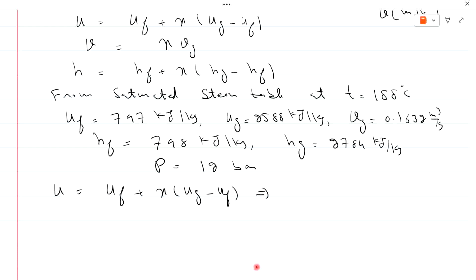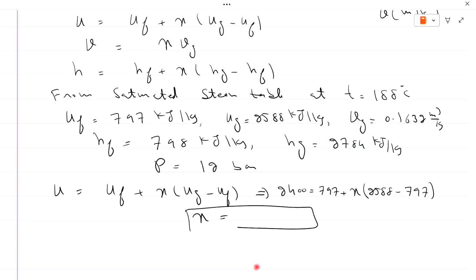So first find x from U is equal to Uf plus x into (Ug minus Uf). Put all values. So U is given to us as 2400 kilojoule per kg, which is equal to Uf, 797 kilojoule per kg, plus x, which is unknown, times Ug, 2588 kilojoule per kg, minus Uf, 797 kilojoule per kg. Rearrange the equation and find x. So the value of x is 0.895.